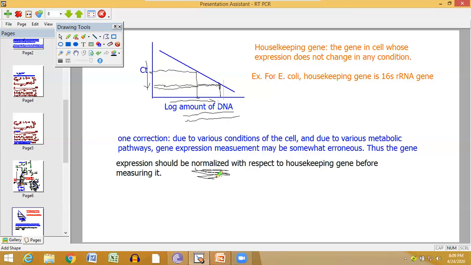So you have to keep in mind the concept of housekeeping gene. This is housekeeping, the L will not be there, only housekeeping. This is housekeeping gene.